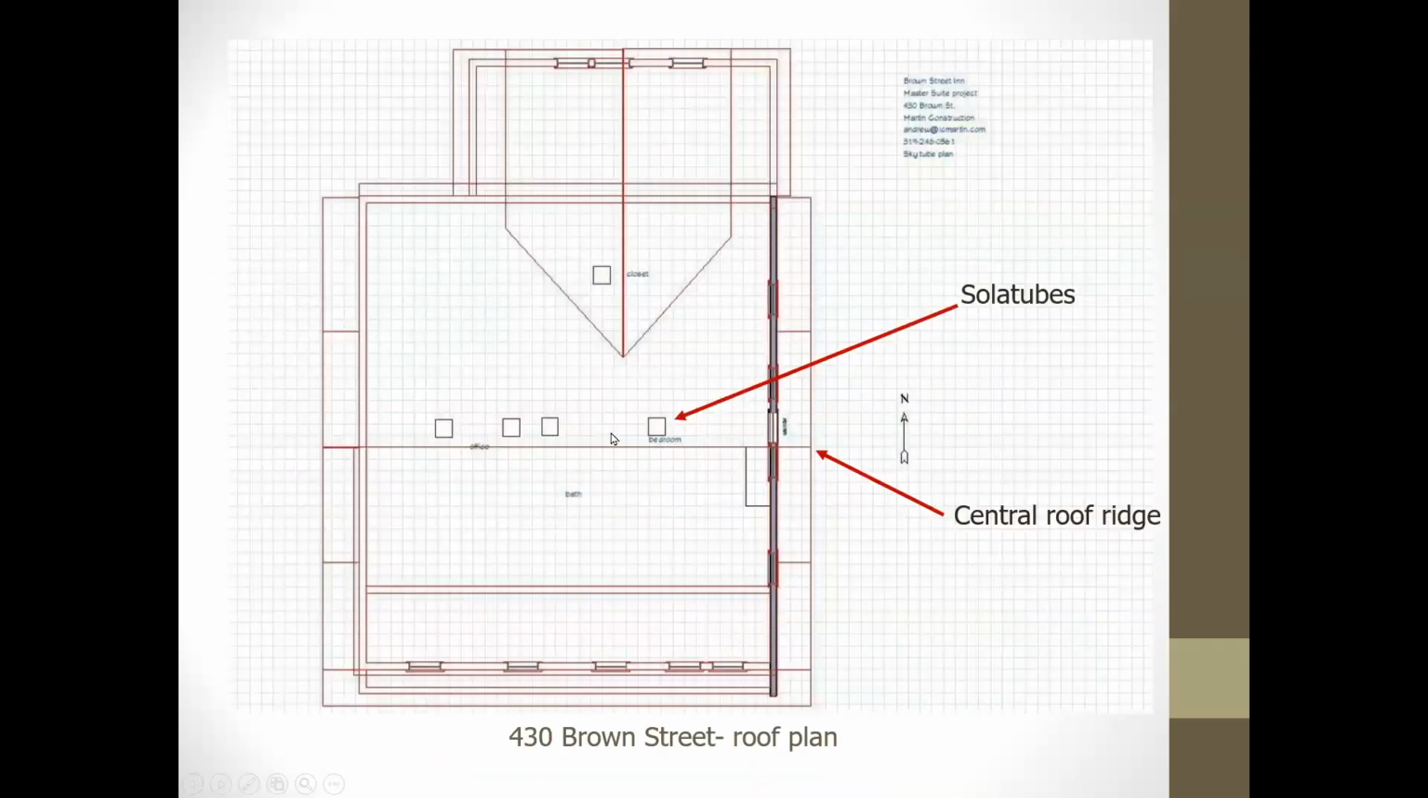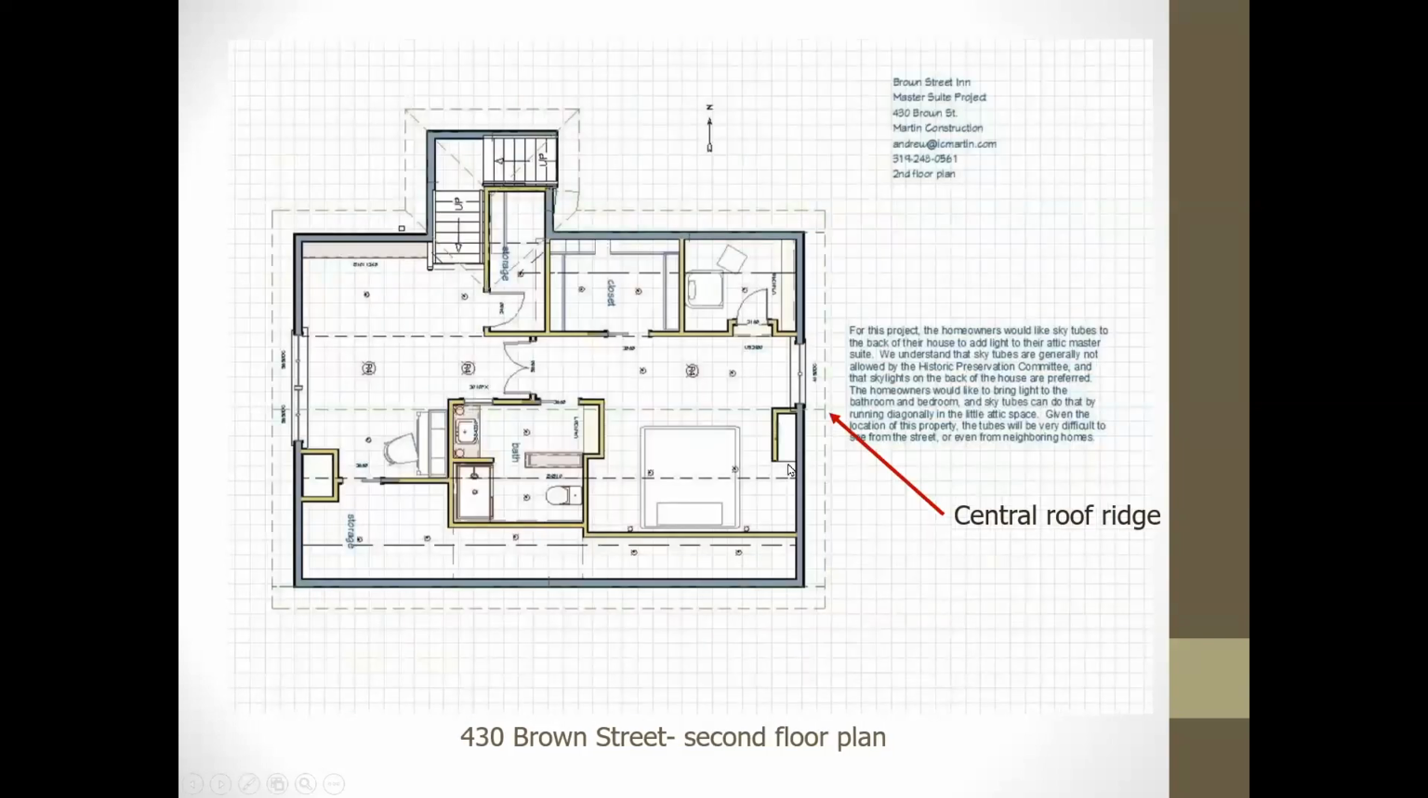So here is a roof plan submitted as part of the application. These squares would be the Solitubes, and here's the central roof ridge, so it shows you where they would be located, pretty close to the top of the roof line. Here's the second floor plan, and here again is the central roof ridge. The application says that they are adding light to their attic master bedroom suite into like the bedroom area, which is on this side of the roof ridge, and the bathroom area, which is also, and then potentially here, and the other one goes to another space.